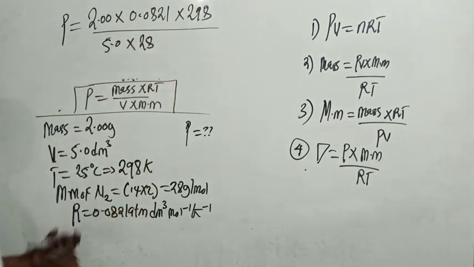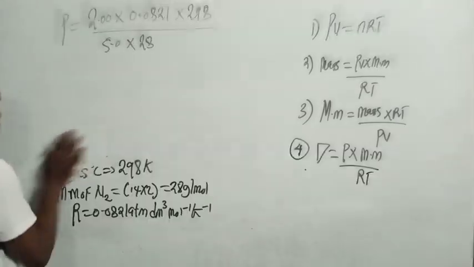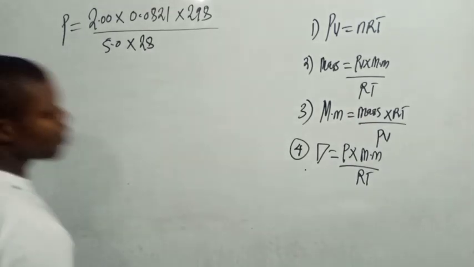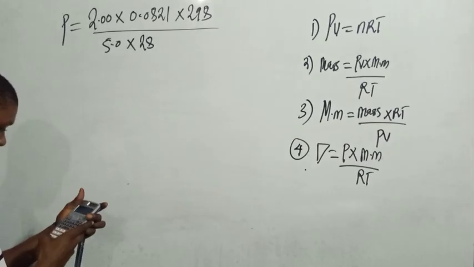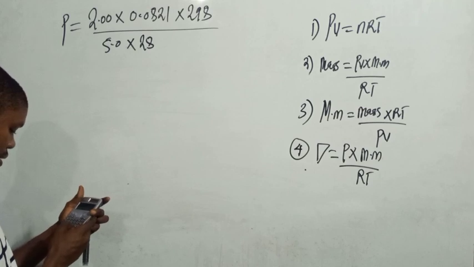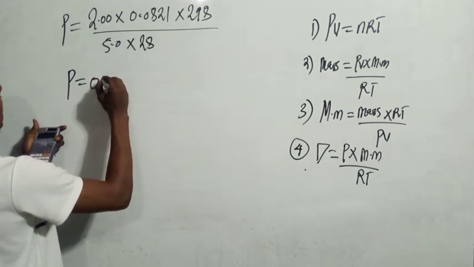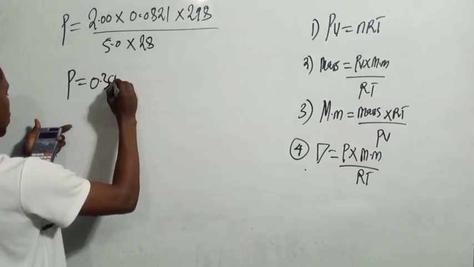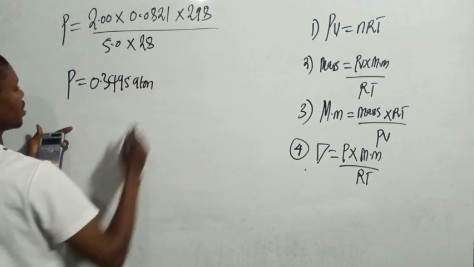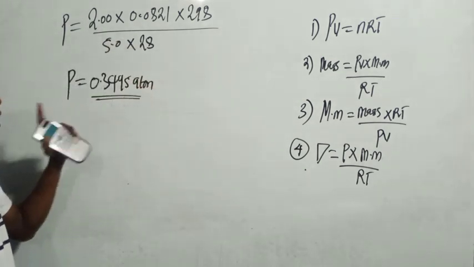So we can wipe the whole board now. Here we have 2.00 times 0.0821 times 298 divided by 5.0 times 28. So your P is equal to 0.34958. You find the answer straight. You don't do it individually, you just push everything into your calculator and you get this answer.